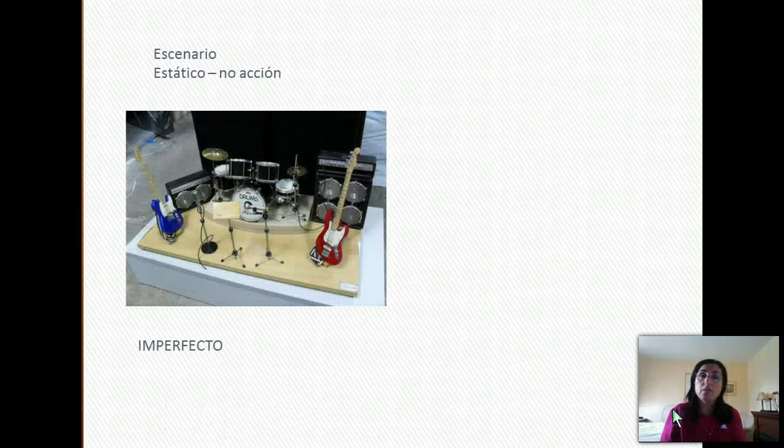Another way to see it is the imperfecto is the scenery, is estático. It doesn't have an action going on. When you go to the theater, before the action starts, it is what you see. It's not that the guitar is doing anything there. It's just there. It's in the scene. So when you have to describe this, you will say there was a guitar, there were the drums, but you don't say that the drums are doing anything or the guitar is doing anything. It's just a description of the scenery. See, where everything is there.